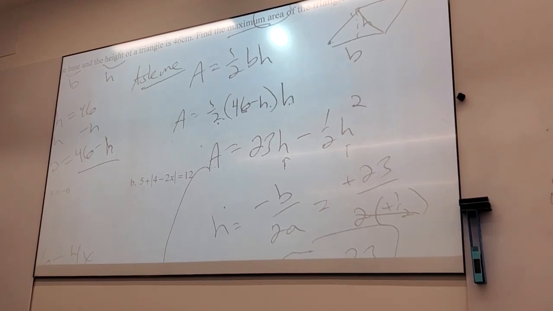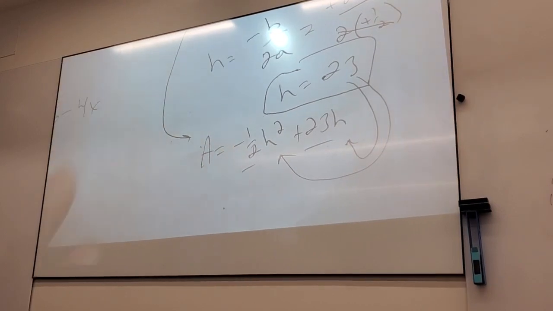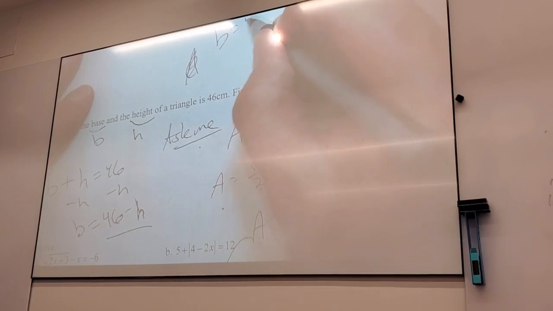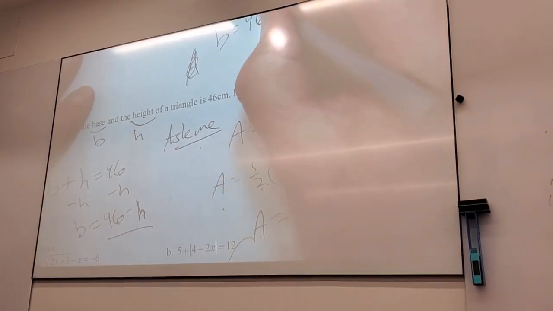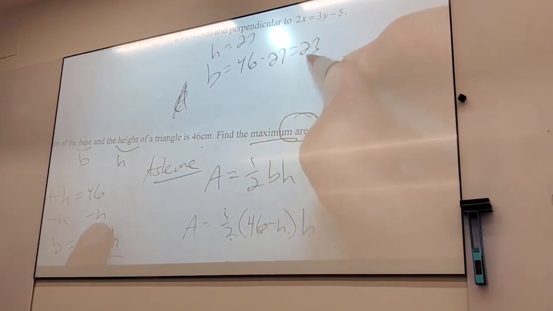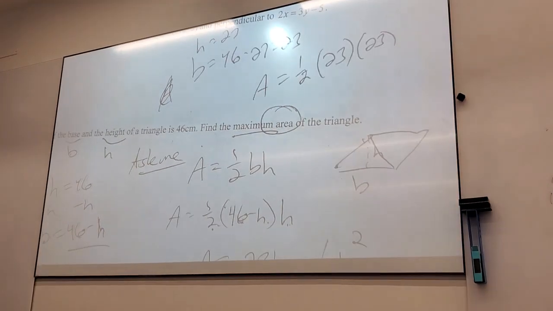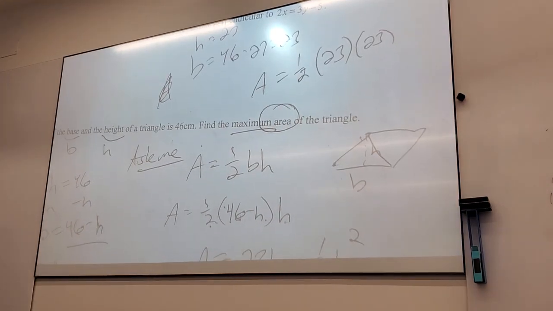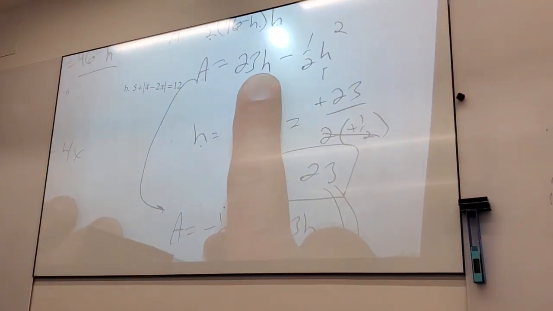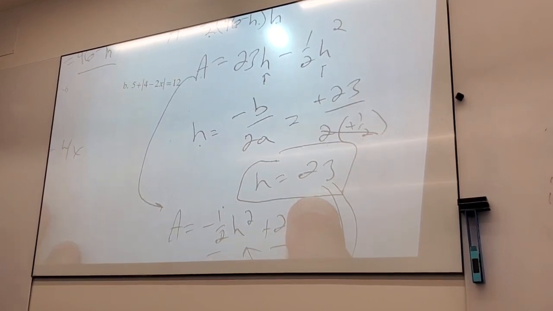Say again, sorry? Love you guys so much. So, depending on which way you wanna do it, like I just said, the base would be 46 minus 23. The height's 23. The base would be 46 minus 23. And then the area is 1/2 the base times the height. Throw that in the old calculator, right? You'll get exactly the same answer if you just plug a 23 in here for h, because that's what h is, right? Either way you do it, you'll get the same answer.